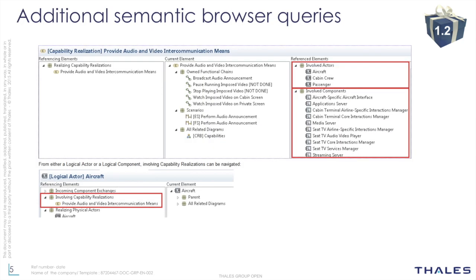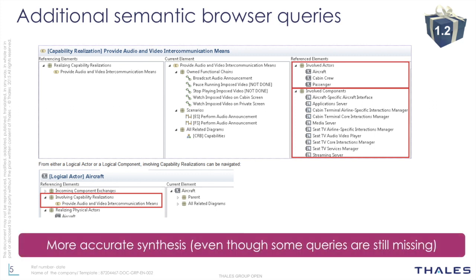The second small evolution is a continuous improvement. We try to improve the context that we compute for each element. We try to make it more accurate, and some queries are still missing. But month after month, we're adding some queries. In this example, it's, for example, the capability realizations in the logical architecture. So if ever you identify missing queries on some given elements, we invite you to use Bugzilla on the Eclipse website and submit these requests.